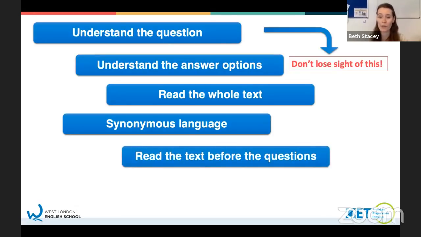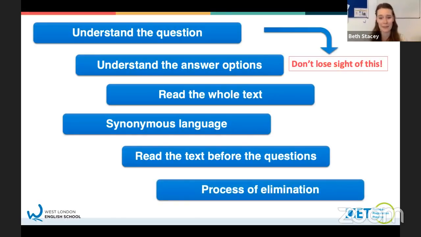Read the text before the questions. This is something that I think most people find works well for them. If you don't find it works for you, don't do it, but you have to find your own strategy. Use the sample tests on the OET website, or you can buy a different test from us, which I'll talk to you about in a minute. But any practice that you can do is going to help you.